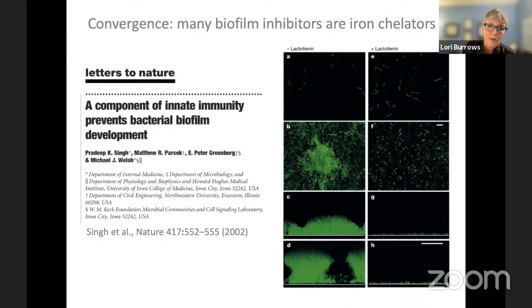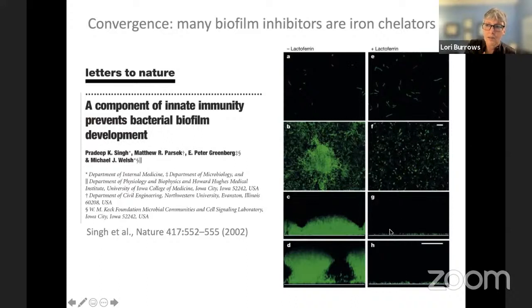But we were also aware of this paper, which is from 2002, which showed that if you chelate iron, Pseudomonas has a hard time making a biofilm. And in this particular paper, they used lactoferrin, which is one of the proteins that your body uses to chelate iron. And you can see that in the absence of lactoferrin, Pseudomonas makes very nice biofilms. And these are confocal micrographs of these big macrocolonies that I showed you at the beginning. But if you add lactoferrin, the bacteria do not make very good biofilms, right?